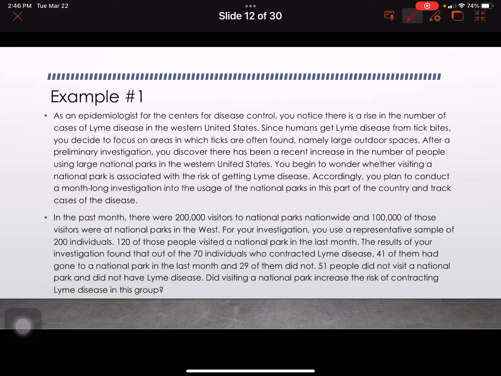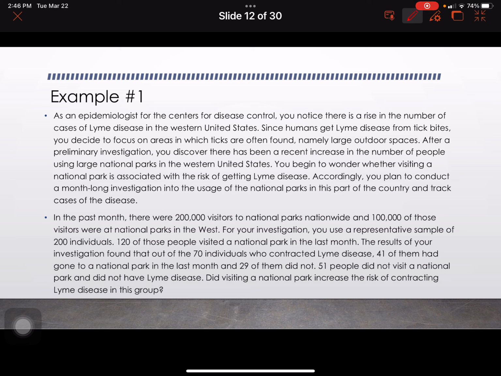Step 1 says we should read the problem carefully before doing anything else. Now I'll read it together with you. As an epidemiologist for the Centers for Disease Control, you notice there is a rise in the number of cases of Lyme disease in the western United States. Since humans get Lyme disease from tick bites, you decide to focus on areas in which ticks are often found, namely large outdoor spaces. After a preliminary investigation, you discover there has been a recent increase in the number of people using national parks in the western U.S.